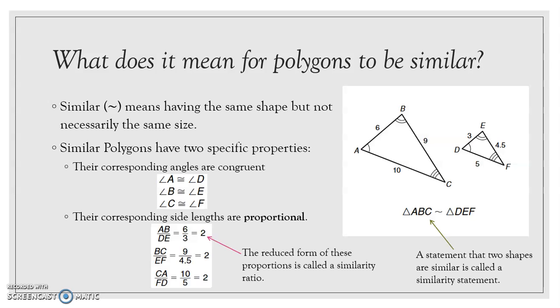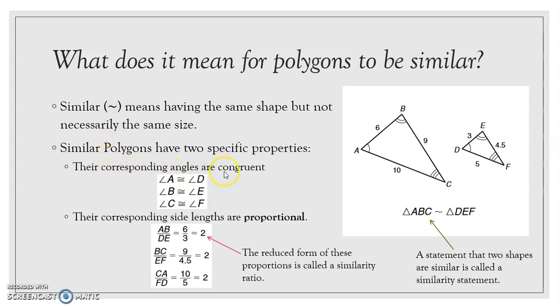So similar means having the same shape, but not necessarily the same size. And this little squiggly line, in Spanish you call it a tilde, is the symbol for similar. Okay, so if I wanted to note that two polygons are similar, I would use this symbol in between their two names. And similar polygons have two very specific properties.